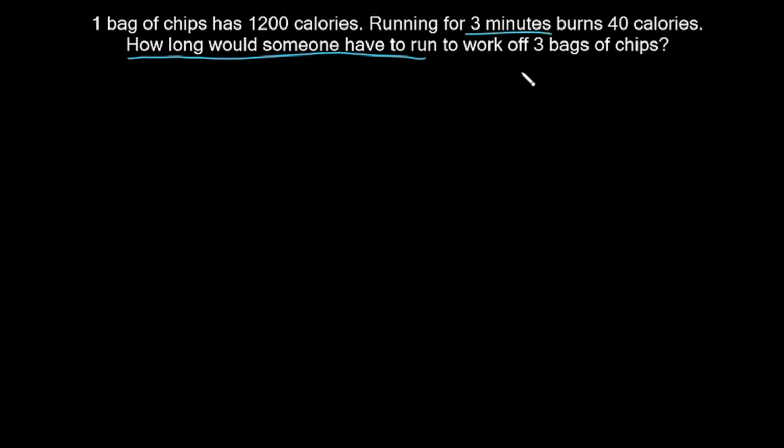And then we have 3 bags of chips. So let's put bags of chips, that unit, in yellow. And we have another unit here, calories. So we have bags of chips, running time, and calories. And what we're trying to do is go from 3 bags of chips, and then we're trying to convert to minutes of running.